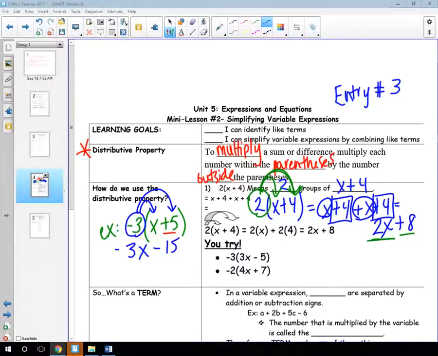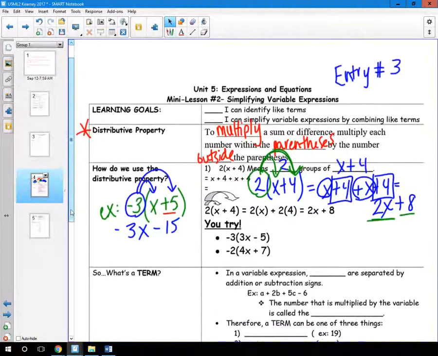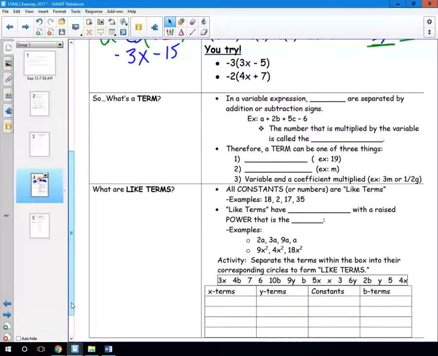So now let's go down to what we need in order to combine some like terms, because we said our goal was by the end of today to be able to simplify by using distributive property and combining like terms, okay? So let's just talk about that term, that word term. A term can be several things. In variable expressions, terms are separated by addition or subtraction signs.